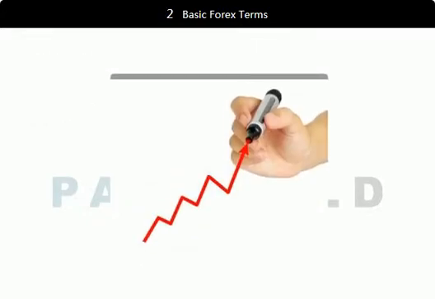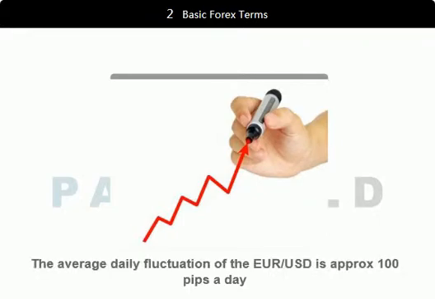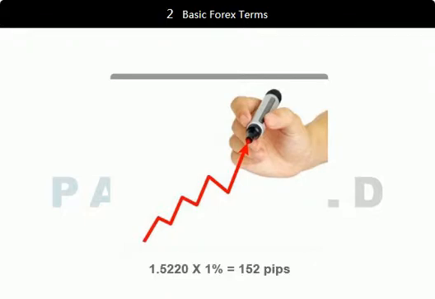Average daily fluctuation. To become acquainted with the concept, the average daily fluctuation of the euro-dollar is about 100 pips a day. On more turbulent days, the fluctuation reaches 200 to 300 pips. On calmer days, the fluctuation reaches 50 to 60 pips. And in terms of percentage, if the exchange rate is currently 1.5220 and I want to announce tomorrow that it rose by 1%, it would be represented by a rise of 152 pips.